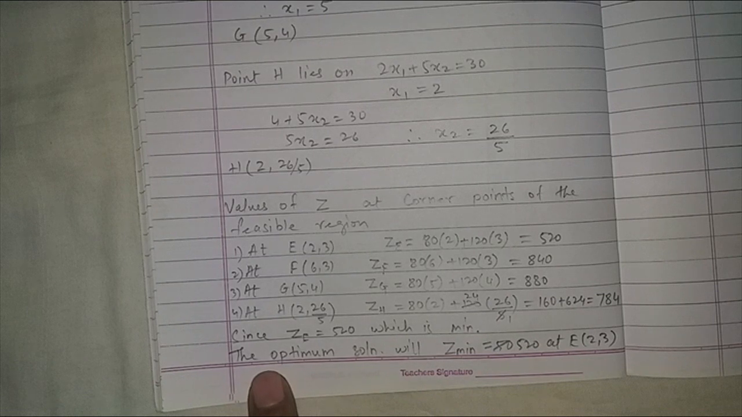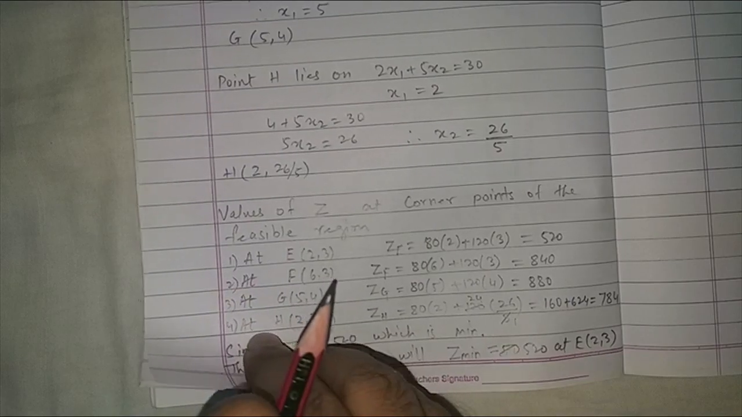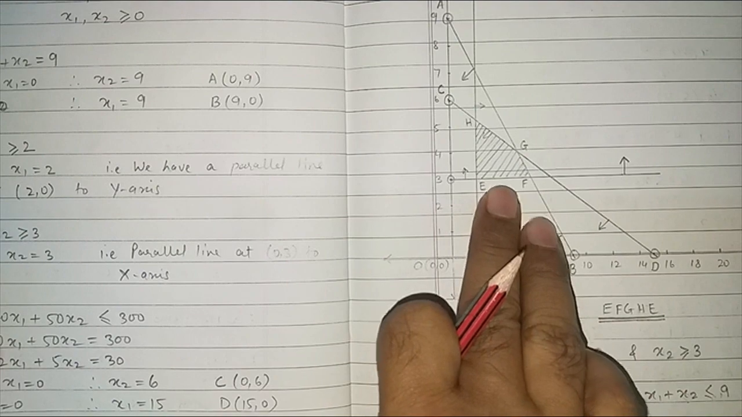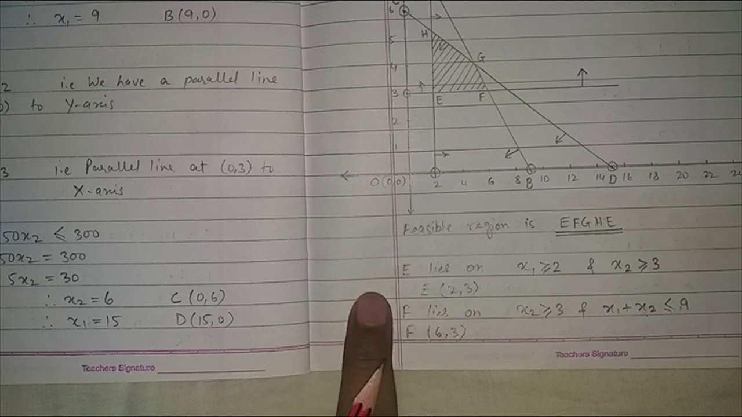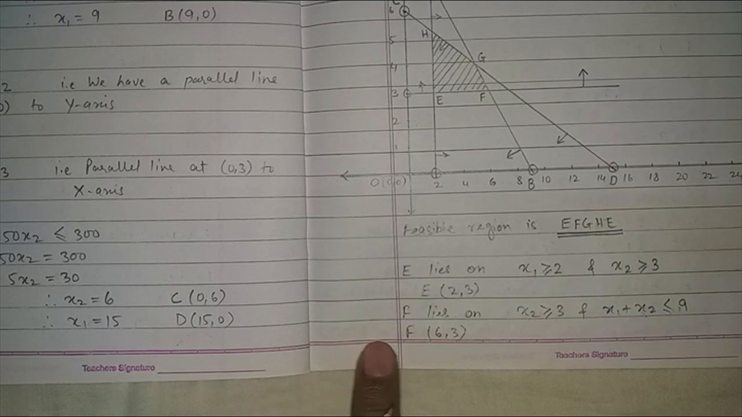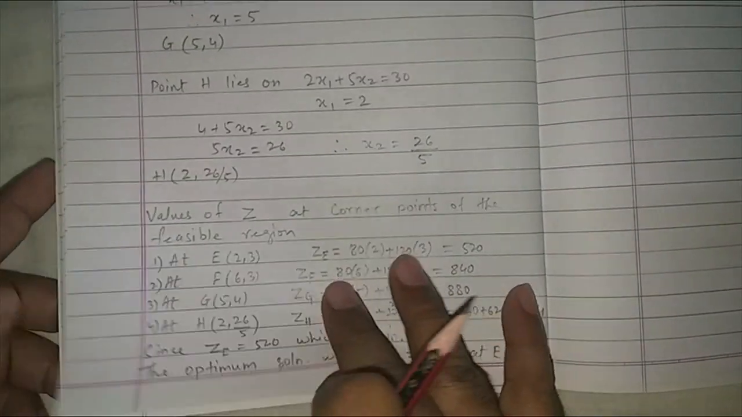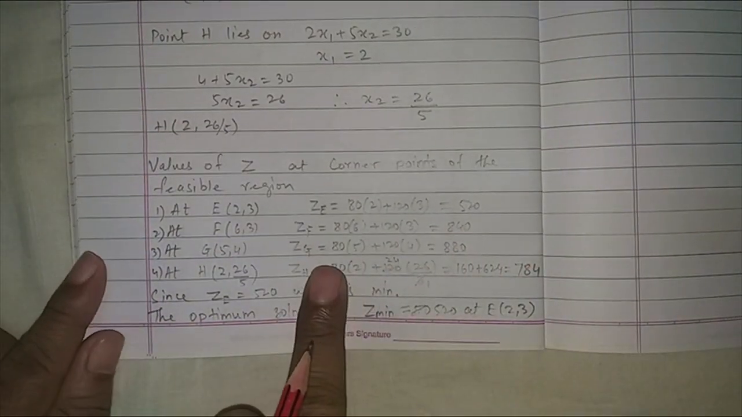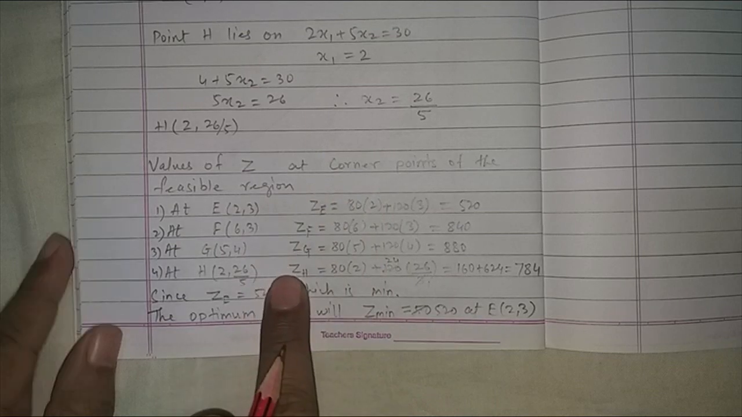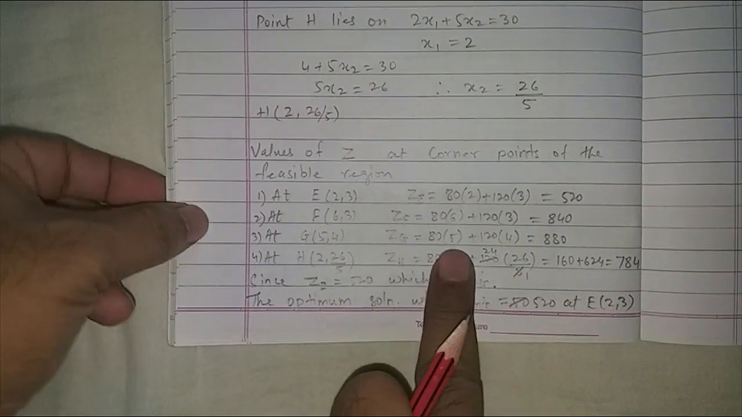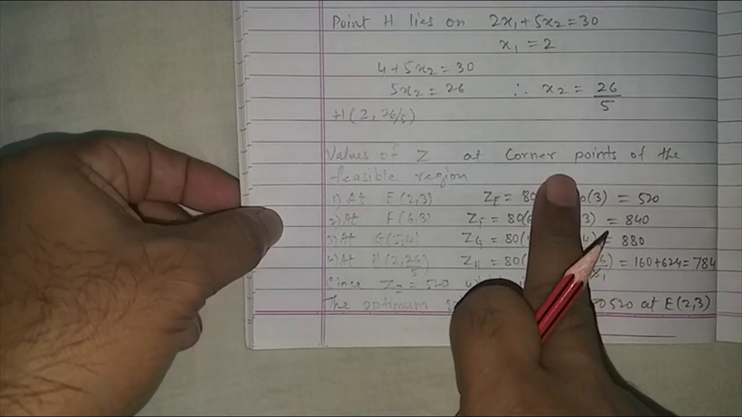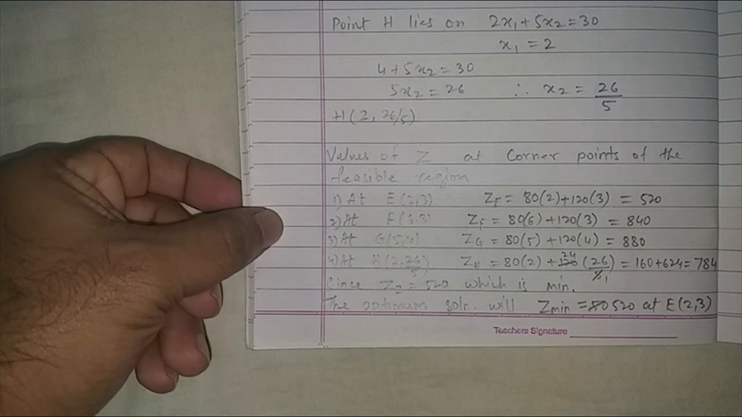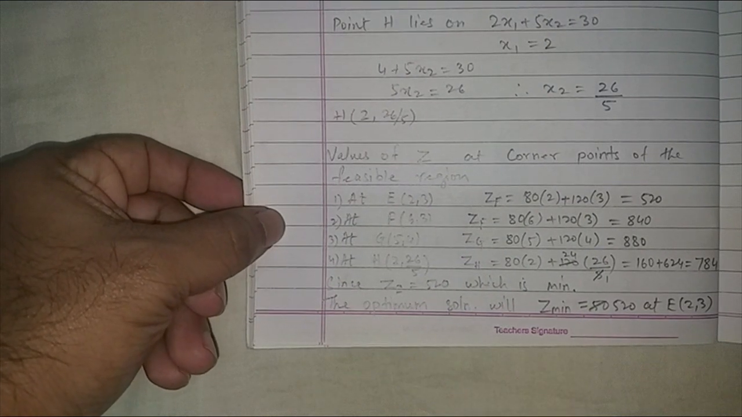I hope you have understood this. Go through each step, especially how to draw the lines and get the feasible region, and then using these lines of intersection, find the coordinates of each point. Use these corner points in the objective function to find the final solution. I hope we have understood this. Please go through the video once again and try to solve this problem.